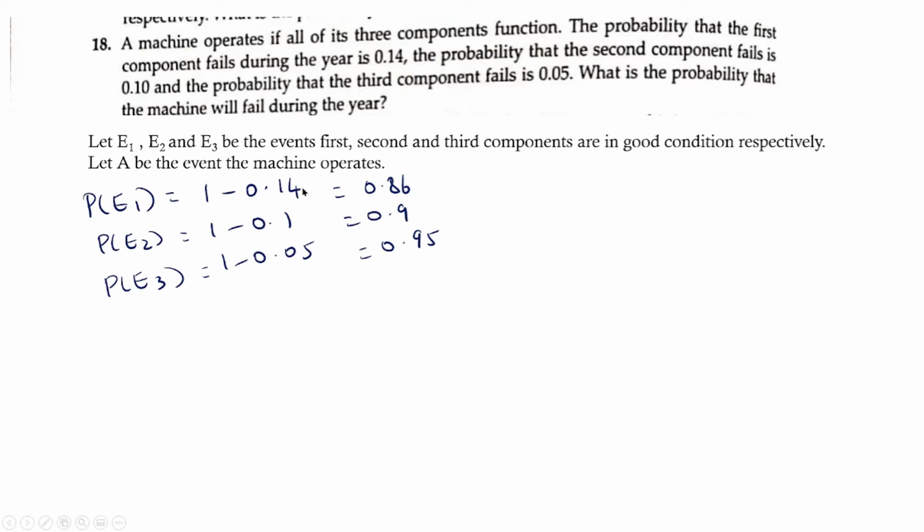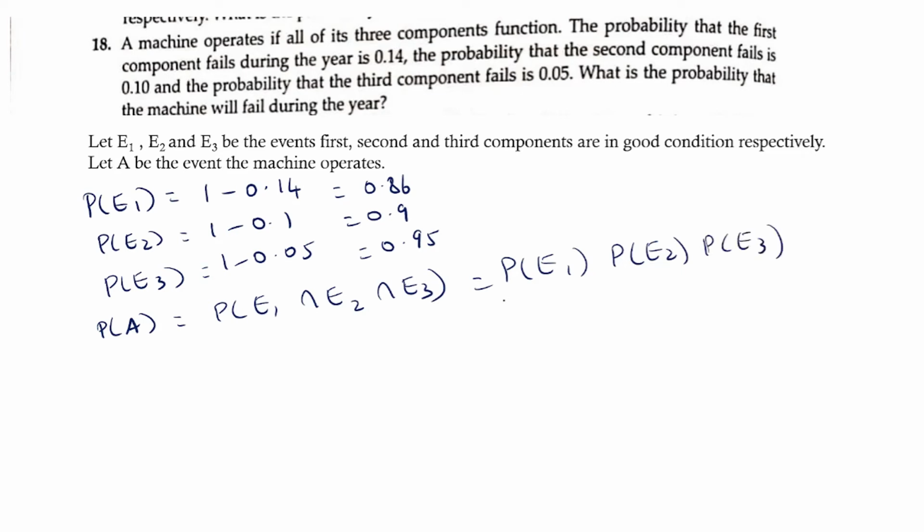And let A be the event the machine operates. So the machine will operate only when all these three components function well. We need to find the probability that the machine will fail. That is, the machine operates if all three components are in good condition. So probability of A will be probability of E1 intersection E2 intersection E3. Since these three events are independent, this is equal to probability of E1 into probability of E2 into probability of E3. So it is 0.86 into 0.9 into 0.95. So when we multiply, we get 0.7353. So this is the probability that the machine will work in good condition.